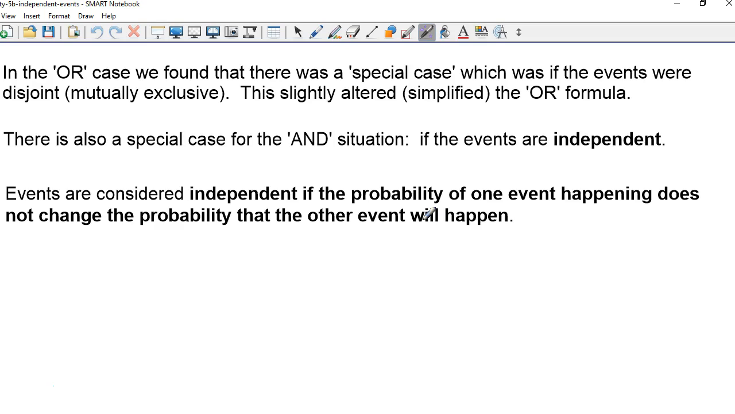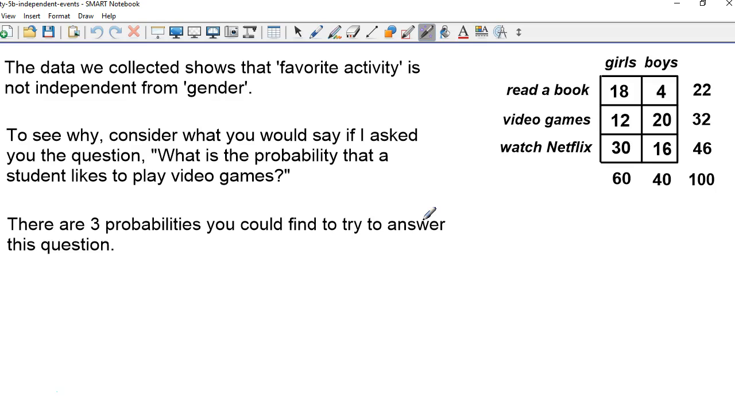An event is considered independent if the probability of one event does not depend on the probability of any other event happening. Or you could think of it as if one event happens, it doesn't change the probability of the other event happening. So the data that we've been using in lesson 5a, actually we're going to analyze further, turns out to show that the events girl and reading a book are not independent of each other.